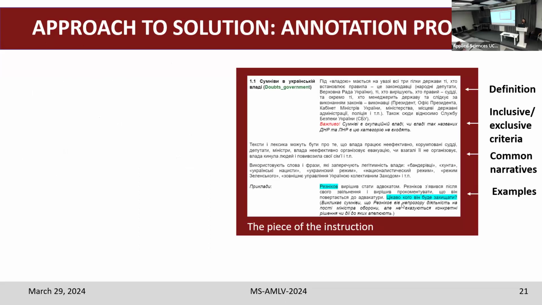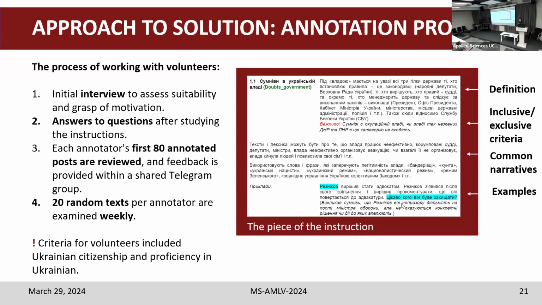To ensure coherent and consistent annotation, detailed instructions were written covering specific requirements for each manipulation technique. This instruction contained the definition for each manipulation technique, the inclusive and exclusive criteria, commonly used narratives, and examples. We do not need specific knowledge from the volunteers, but the basic criteria were that they have Ukrainian citizenship and proficiency in Ukrainian.